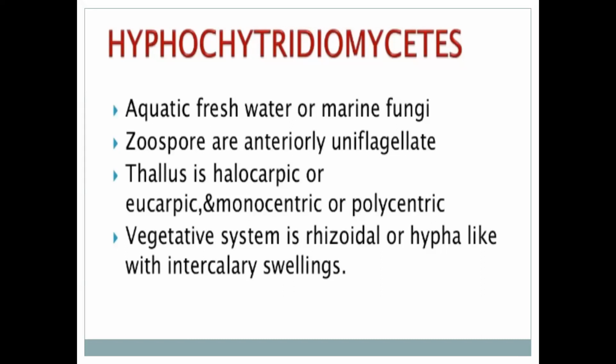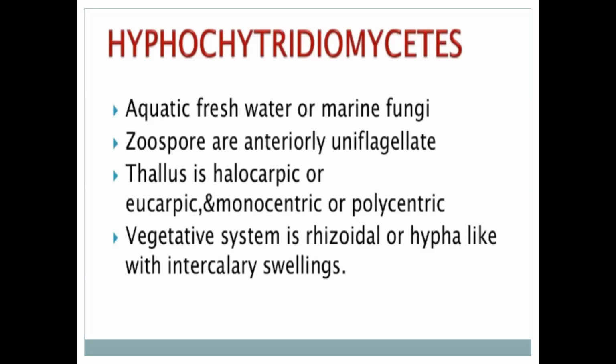The thallus is holocarpic or eucarpic. The eucarpic thallus is again classified into monocentric or polycentric. Monocentric means a single reproductive structure is produced apart from the vegetative thallus. Polycentric means more than one reproductive structure is produced apart from the vegetative structure. That kind of fungi you will see in the Hyphochytridiomycetes.